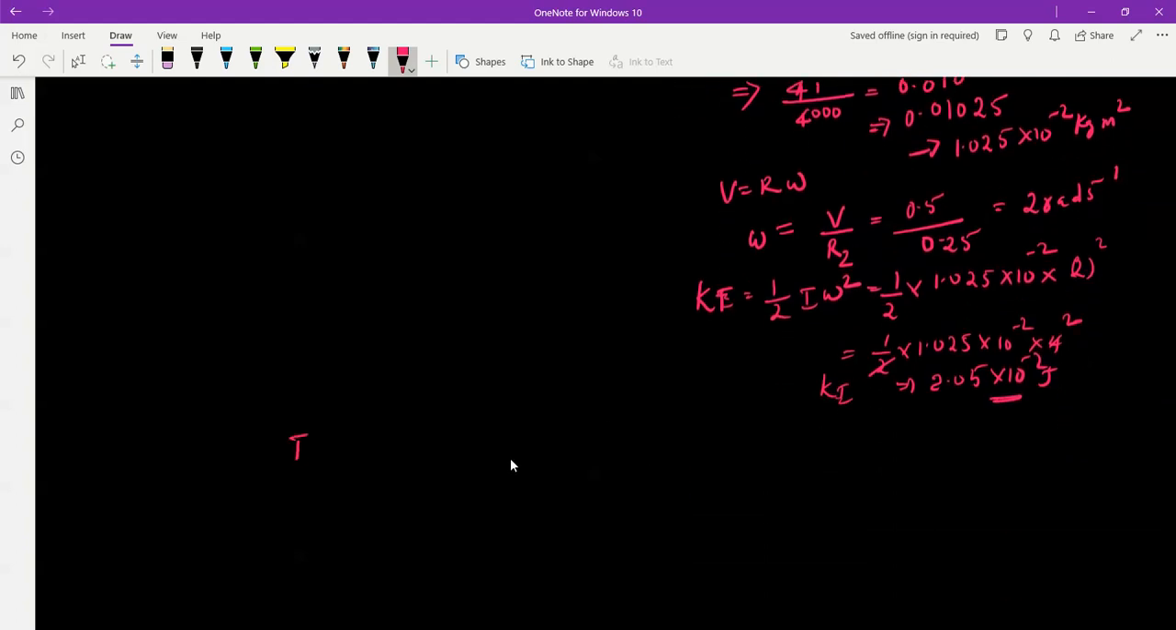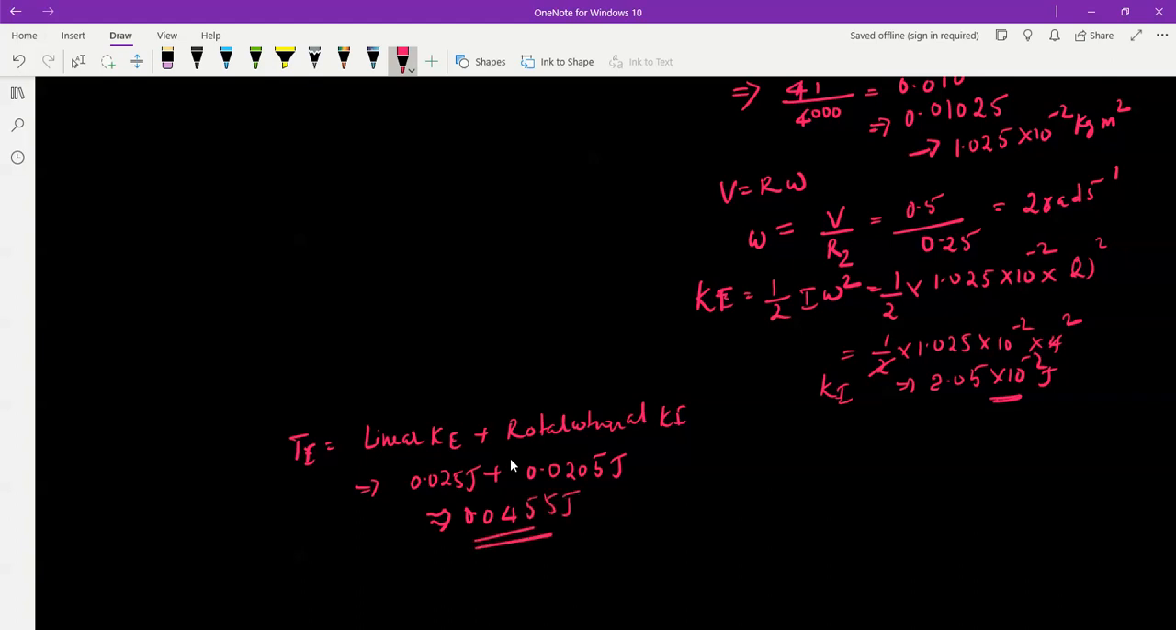Now I have to calculate the total kinetic energy. Total kinetic energy is equal to linear kinetic energy plus rotational kinetic energy. So what is the linear kinetic energy? Linear kinetic energy is equal to 0.025 joules plus rotational kinetic energy, which is equal to 0.0205 joules. So when I add it, 0.0455 joules. Correct? That is the correct answer.